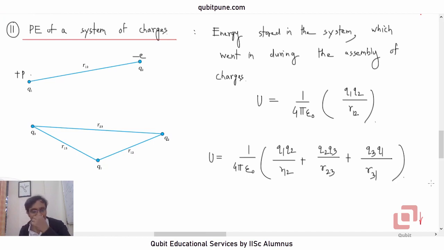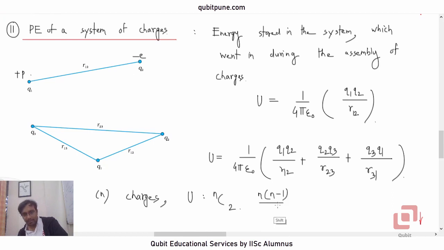Okay, so in general if you have n charges, then in your potential energy term there will be nC2 terms. nC2 is how much? n into n minus 1 by 2 terms. So if you have 3 charges then 3 terms, 3 into 3 minus 1 by 2.